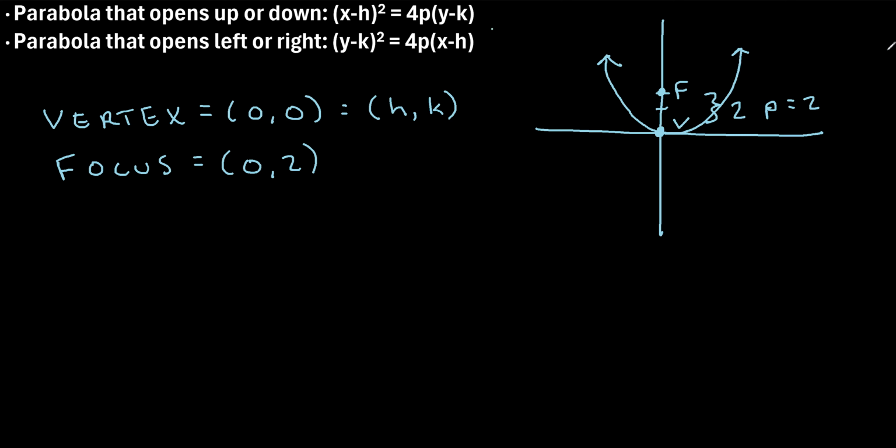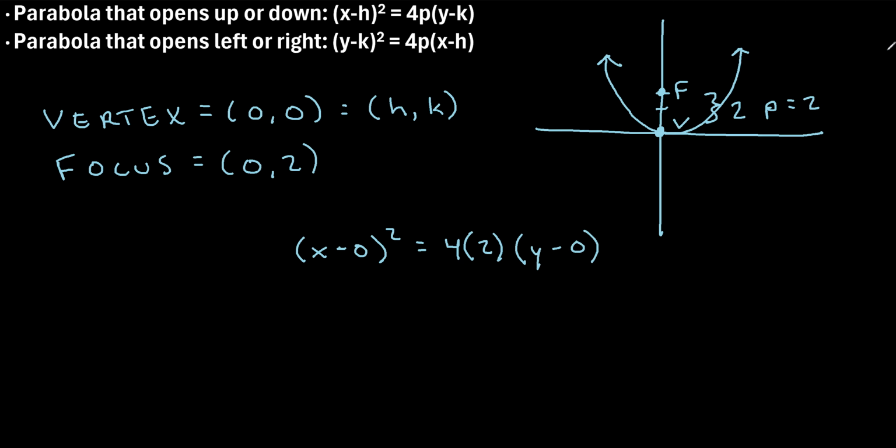So we know all of the values that we need to use for this parabola, so we can just fill them all in. So we'll say x minus h. h is the x coordinate of the vertex, which in this case is 0. So we have (x minus 0) squared is equal to 4 times p. p we just found was 2, remember the distance between the vertex and the focus. And then we have y minus k, where k is the y coordinate of the vertex, which is also 0.